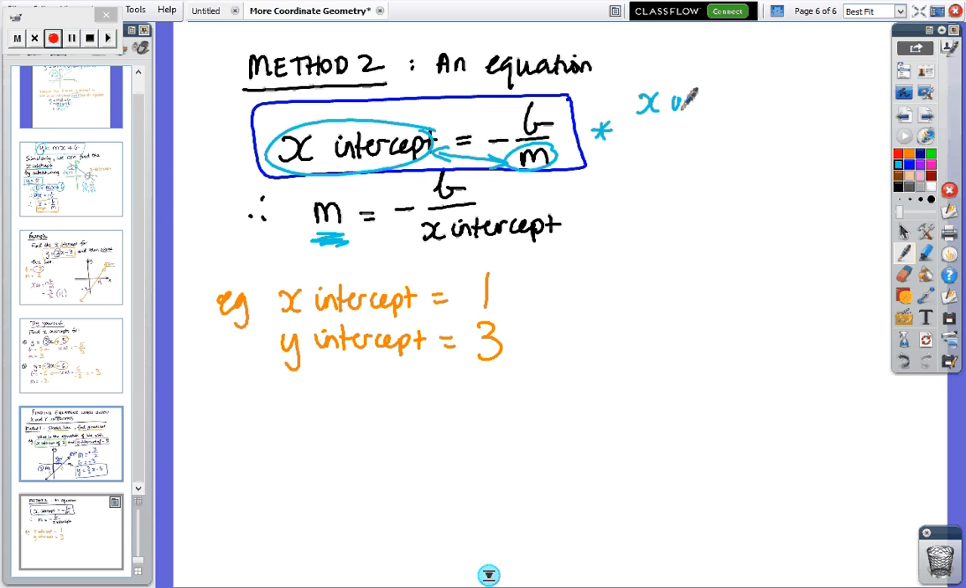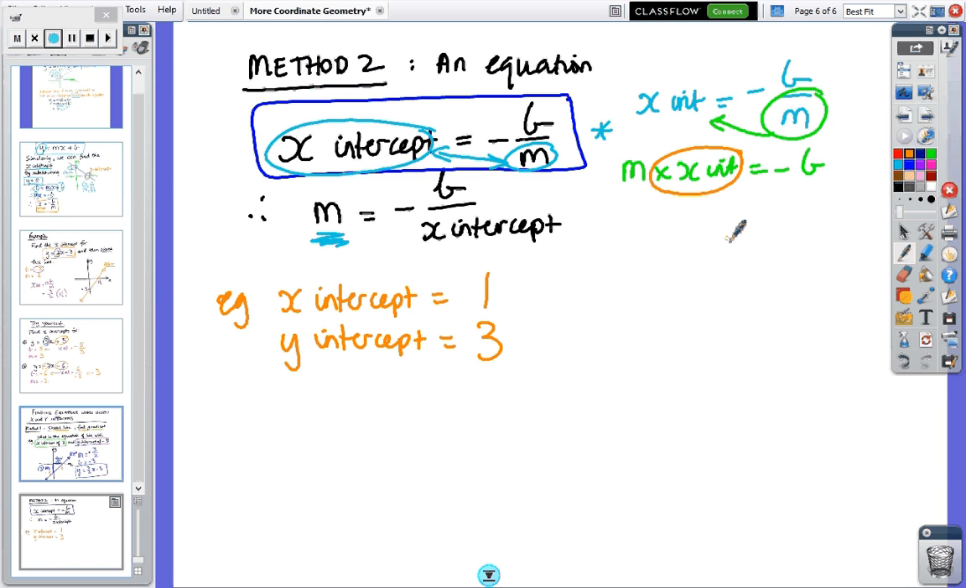So the x-intercept equals minus b over m. To get rid of divide by m, I cross multiply. So we've got m times the x-intercept equals minus b. And then to get rid of the times x-intercept, you divide. So m equals minus b over the x-intercept. So that's the reason it works. You multiply to get the m off the bottom, and then you divide to get rid of the x-intercept.